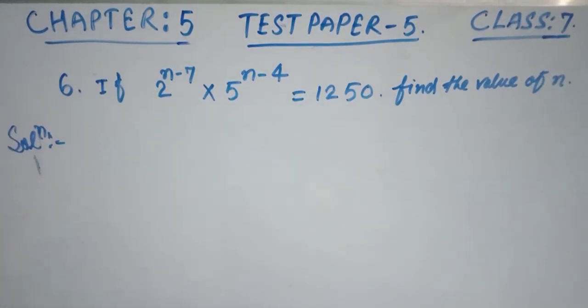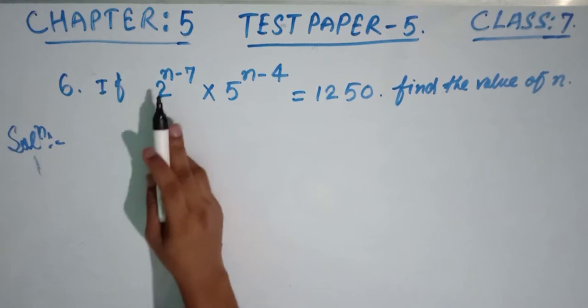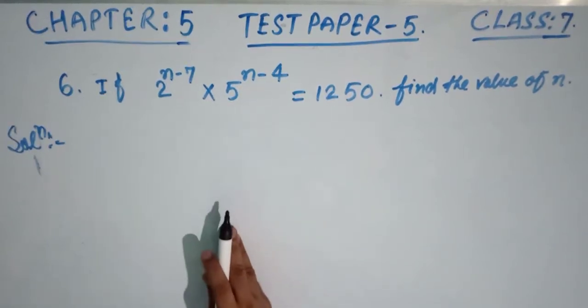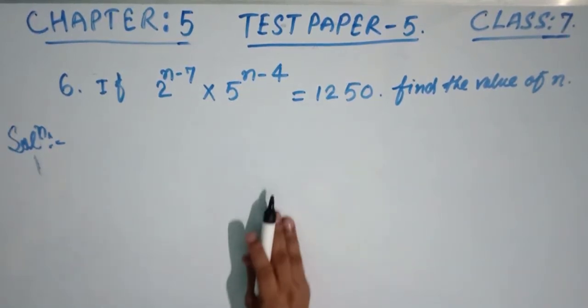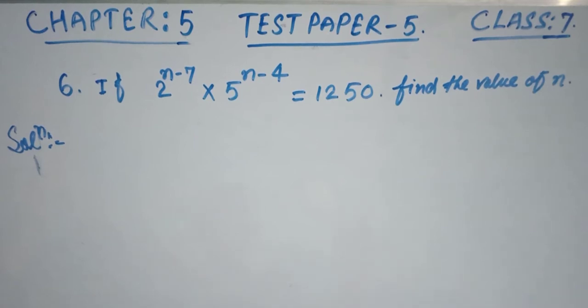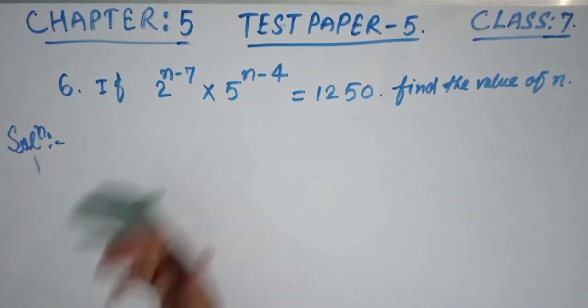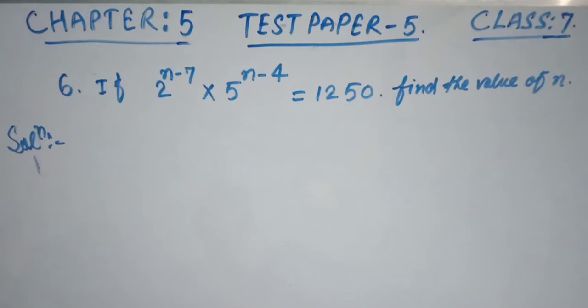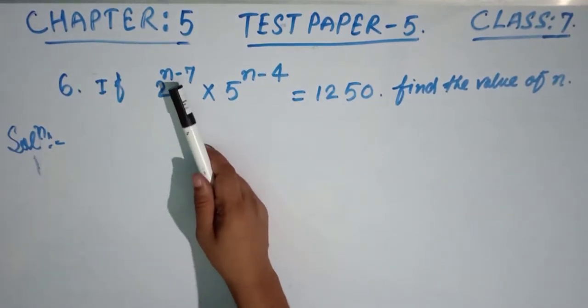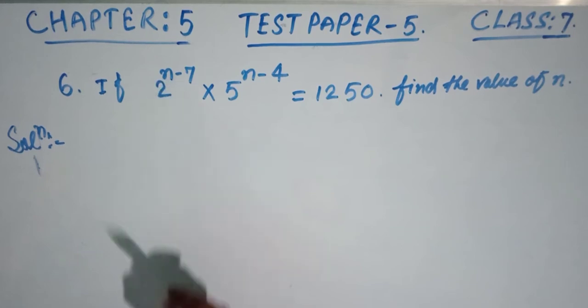Now see friends, question number 6 is also an important question, a very interesting question. If 2 raised to the power n minus 7 multiplied by 5 raised to the power n minus 4 is equal to 1250, then find the value of n, friends. So here is the exponent form, and there is the whole number form. So how can we find the value of n, when n is in the exponent? It is very difficult.